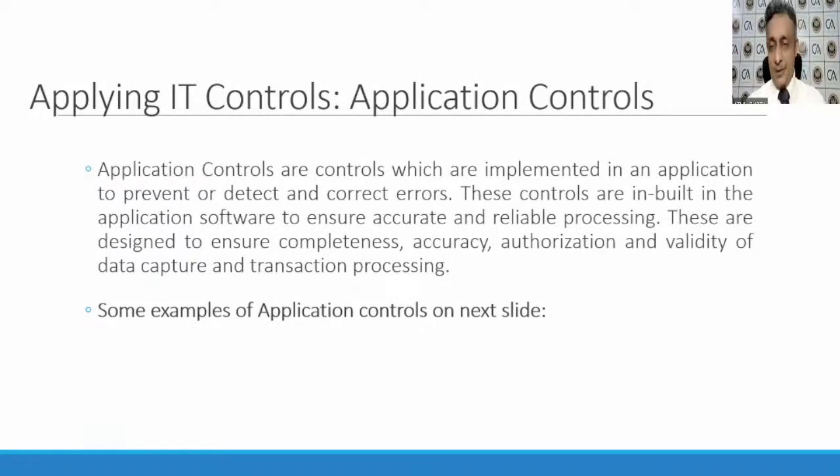Application controls are controls which are implemented in an application to prevent, detect, and correct errors. These controls are inbuilt in the application software to ensure accurate, reliable processing. These are designed to ensure completeness, accuracy, authorization, and validity of data capture and transaction processing. Some examples of application controls are on the next slide. Let us go. So the Tally password was a good example of application control. Let us go ahead.